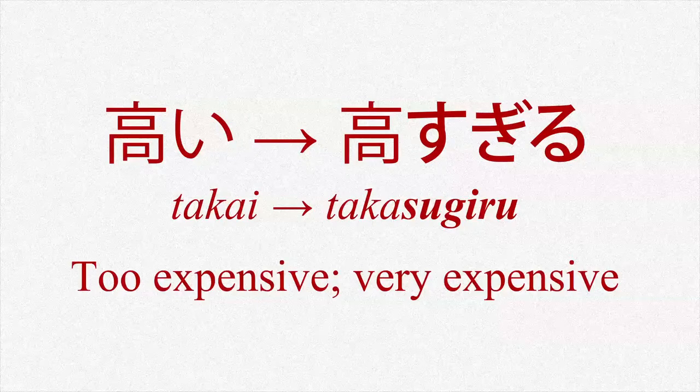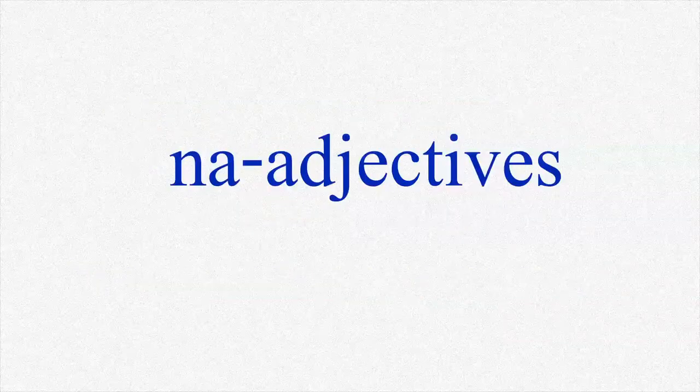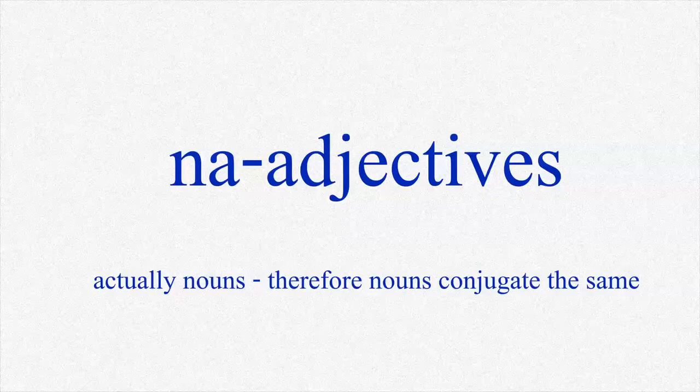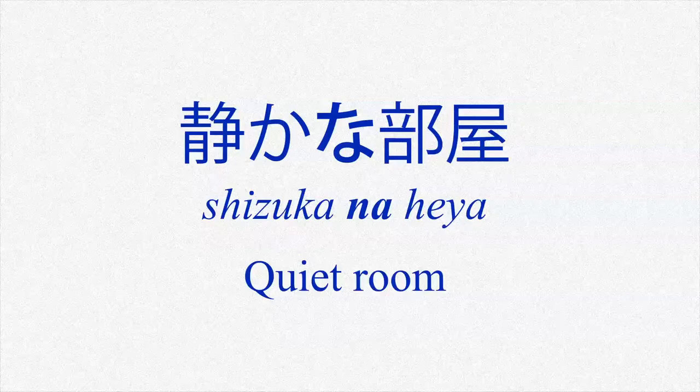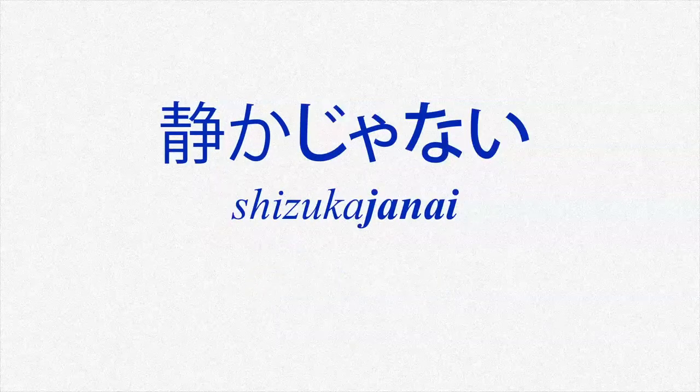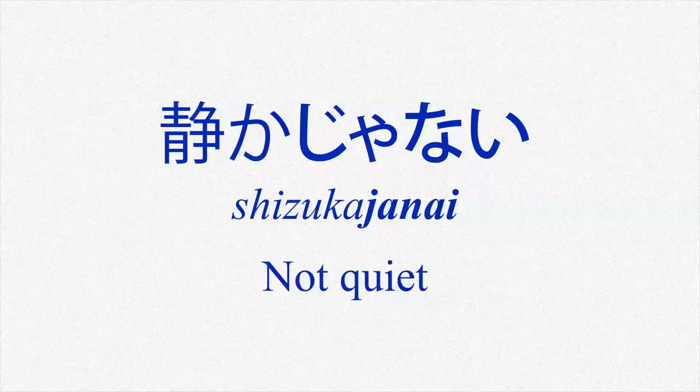The other type of adjective in Japanese is the na-adjective. Unlike i-adjectives, na-adjectives are not true adjectives at all, but actually special types of nouns. They can only modify other nouns when followed by na. Here's an example. This means quiet room. For negative, add janai. This means not quiet.